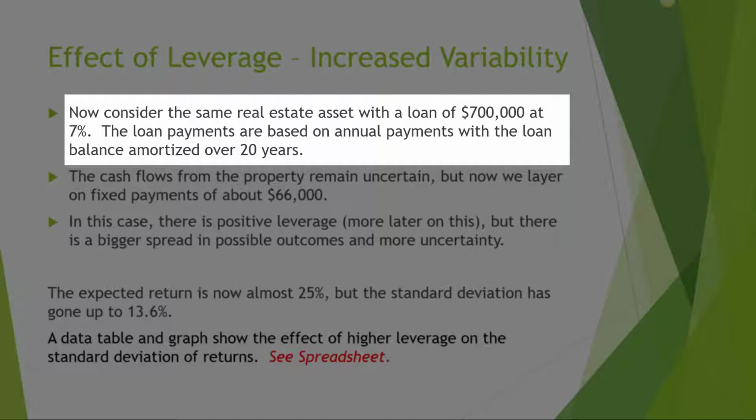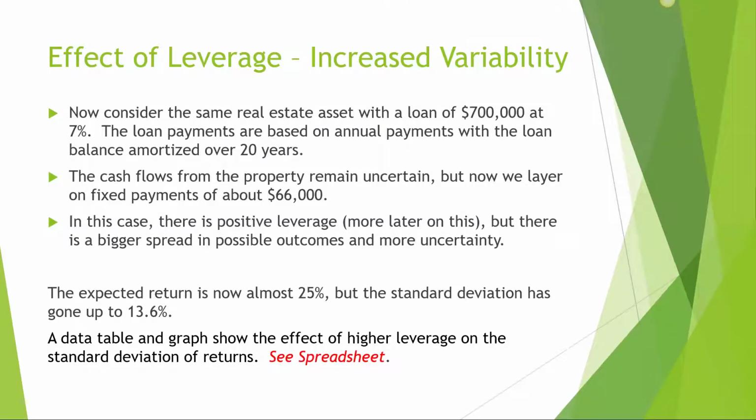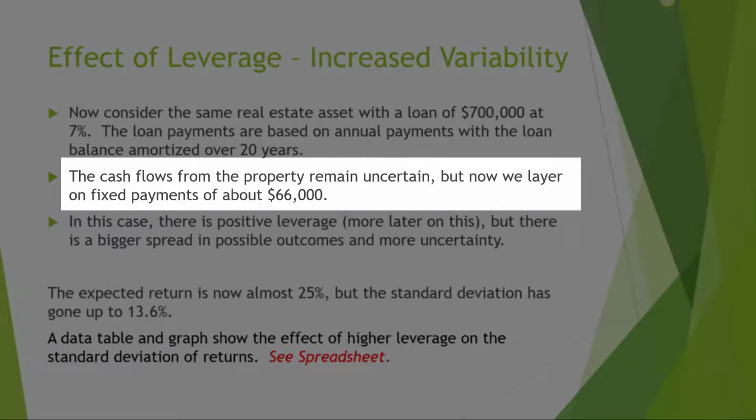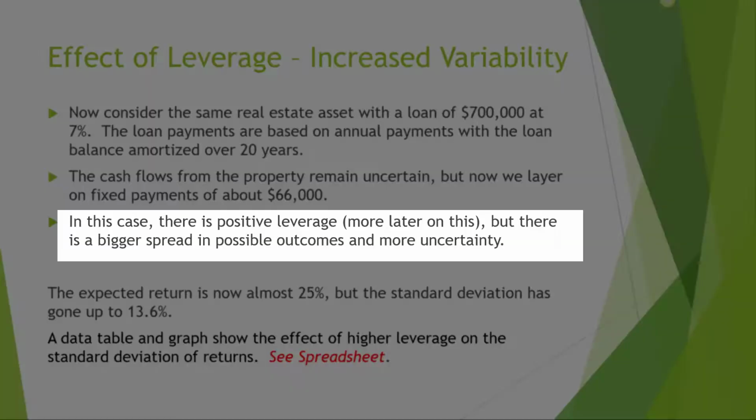The loan payments are going to be based on the annual payments with the loan balance amortized over 20 years. So the cash flows from the property are going to still be uncertain, but now we're sticking on fixed payments of about $66,000 per year. In this case, there's going to be positive leverage. We'll talk a little bit about that later. The interest rate basically is 7%.